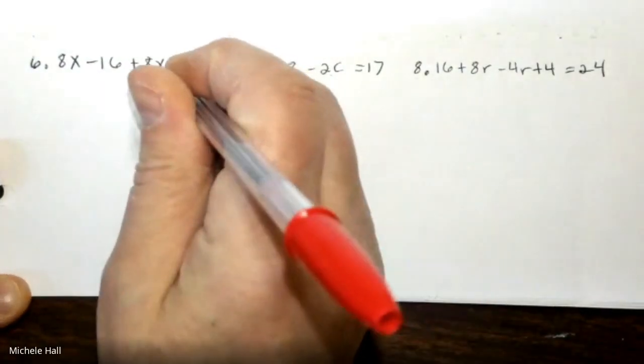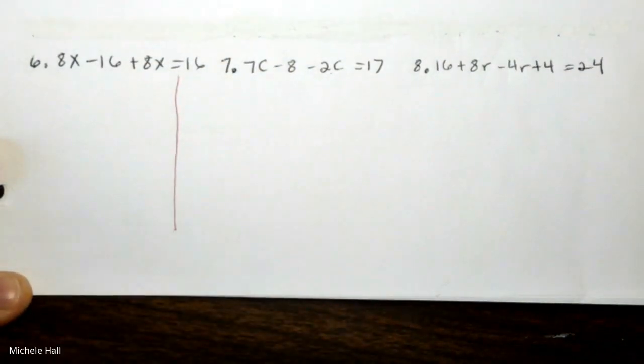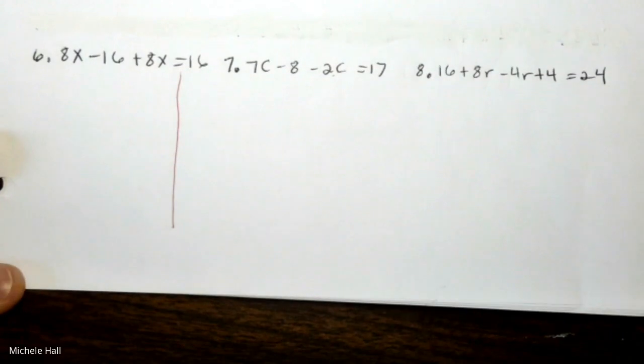So there's my equal sign. I want to see two sides of the equation for number 6. I messed up on this paper, I had to rewrite them. Do we have any like terms? What do you got?